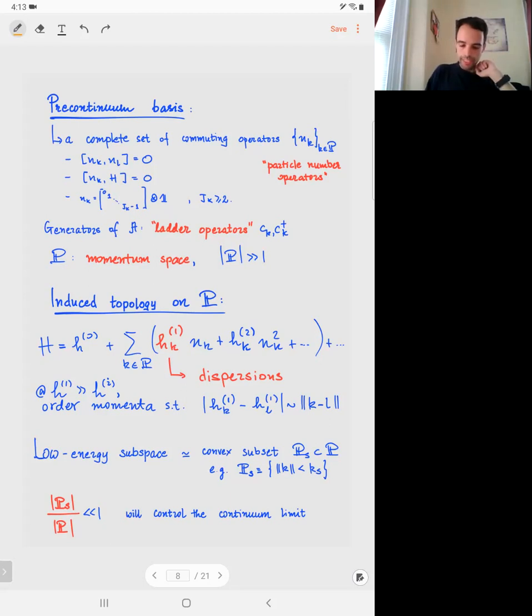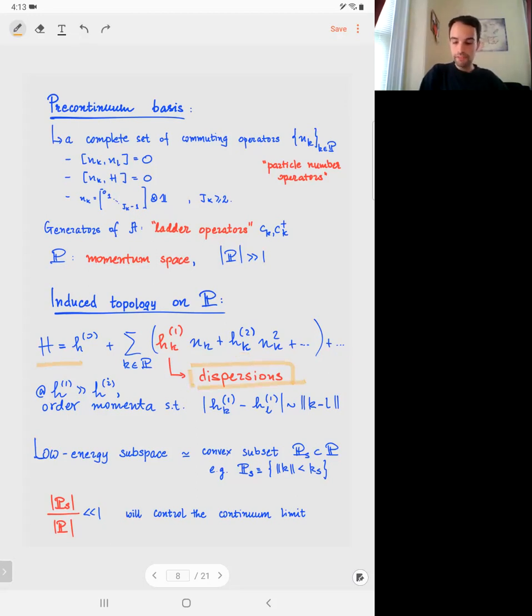So assuming that there is a pre-continuum basis, any Hamiltonian which has it can be written as some polynomial in these n_k's with some coefficients which I call h_k. The most important coefficients for all practical purposes in all models I know of are the coefficients that I will call dispersions, that are just next to the individual n_k operators in the Hamiltonian. There is no reason why these dispersions in a generic theory would be smaller than all these other coefficients or other stuff that appears here.